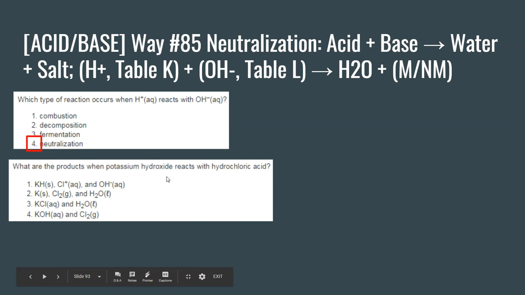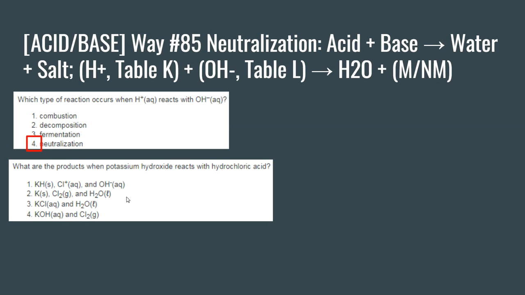What are the products when potassium hydroxide reacts with hydrochloric acid? If you don't know what these are, you can always resort to Table K and Table L, and these formulas will be provided to you in that chart. You should reason that potassium hydroxide has a formula of KOH, and hydrochloric acid has a formula of HCl. Well, in order to produce a neutralization reaction, we must produce water. So you should be able to eliminate choice 1 and 4 as possibilities.